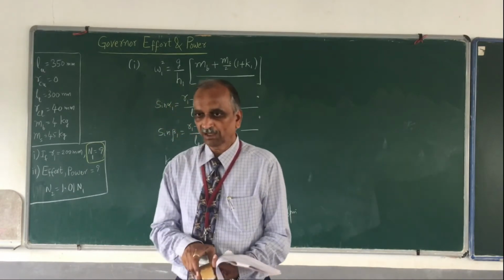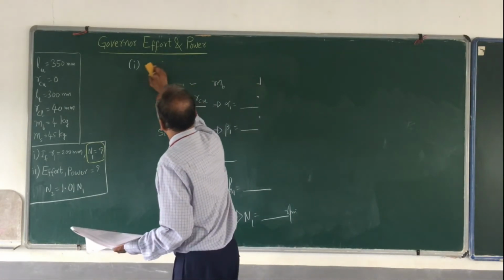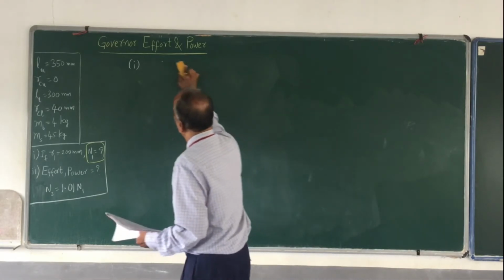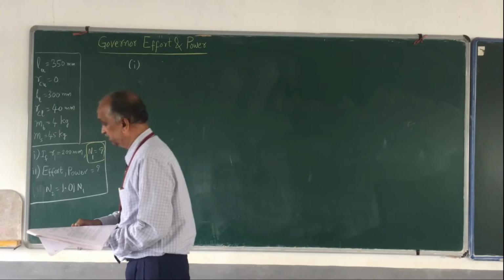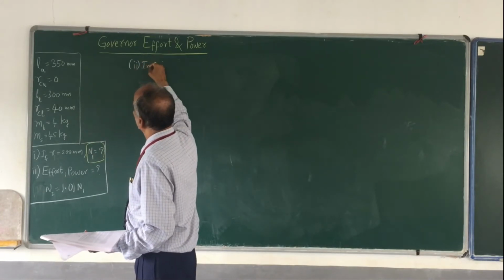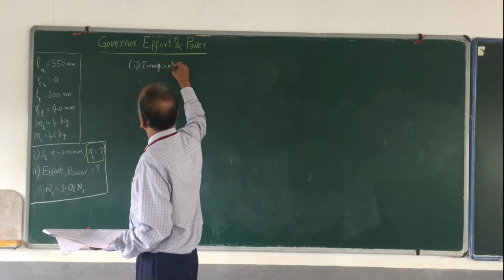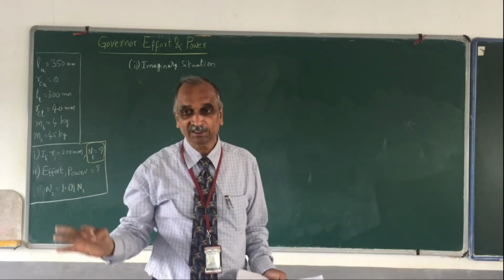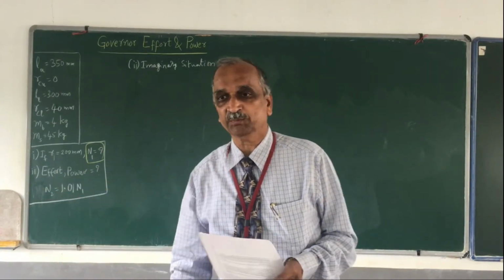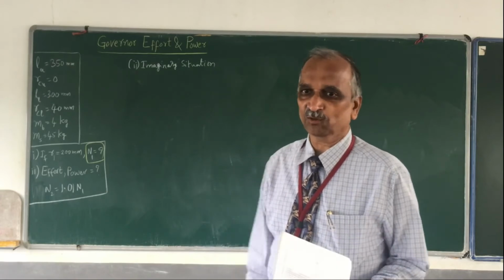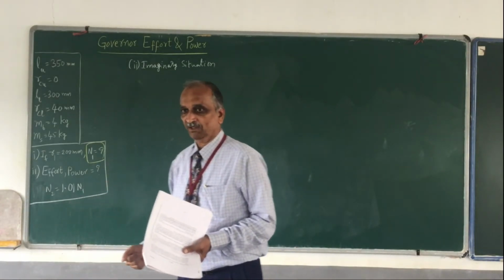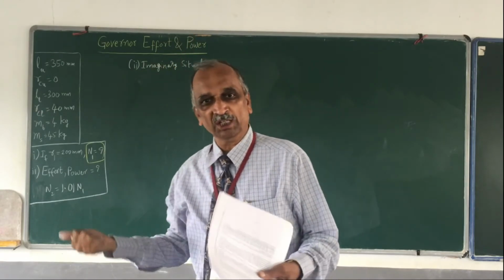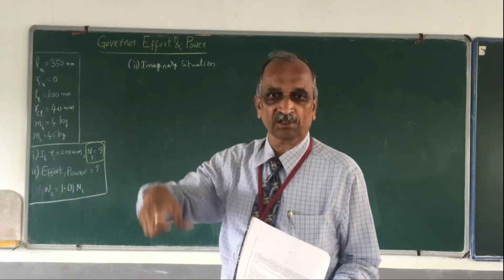Okay, so now let me go to a second situation. What is that second situation? I would like to find out the effort, and therefore I shall go for an imaginary situation, because in a governor this situation is not going to happen. The governor is running at the second speed corresponding to the second position, but the sleeve is in the first position. This is not going to happen really, we are making it. How are we keeping the governor's sleeve still in the first position, though the speed has increased? By imagining, by applying an extra force on the sleeve.